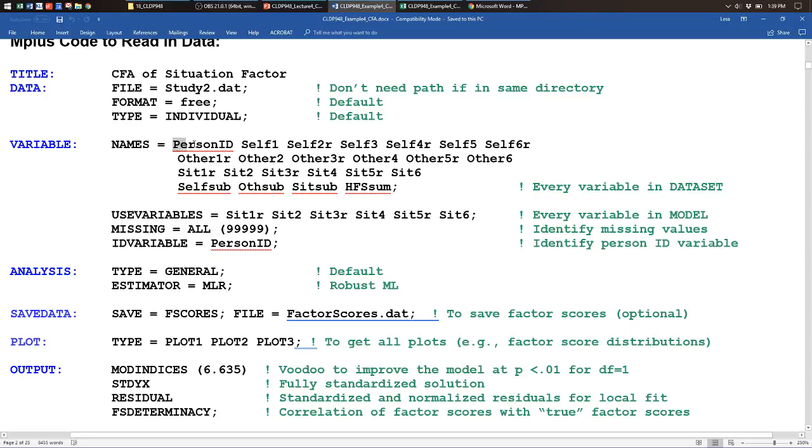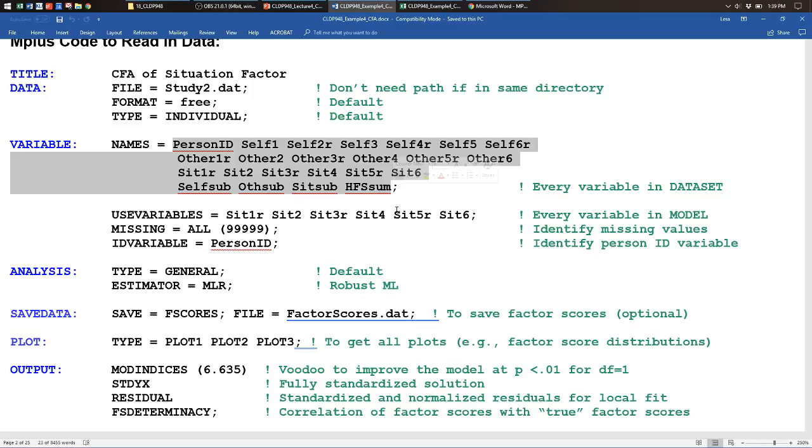It wants to know then the names of every variable in your data set in order. And I will tell you, in troubleshooting people's models for this class in the past, at least 50% of the time when people come to me and say, my model fits terribly, I don't know what to do, it's because they missed a variable and it never read their data in right. It is super easy to do that.